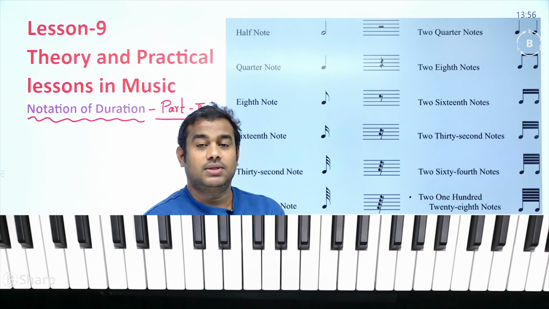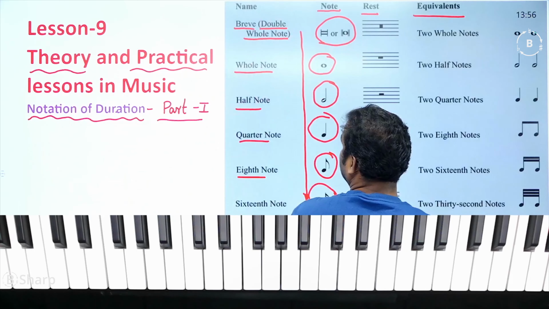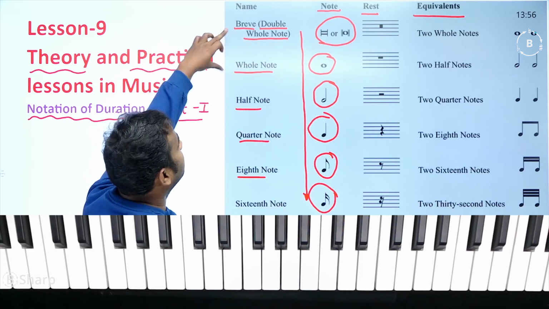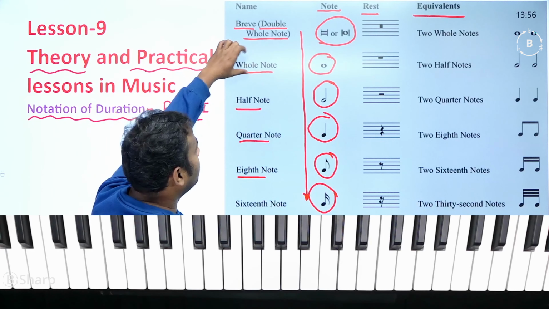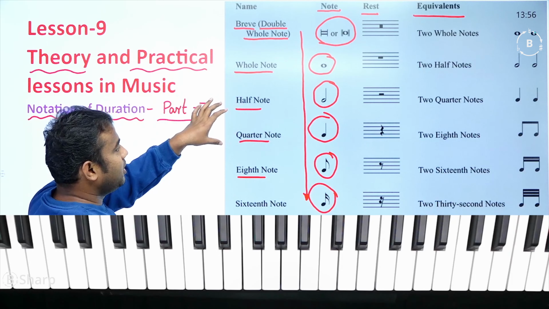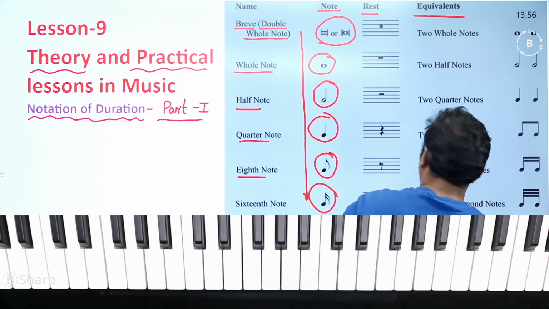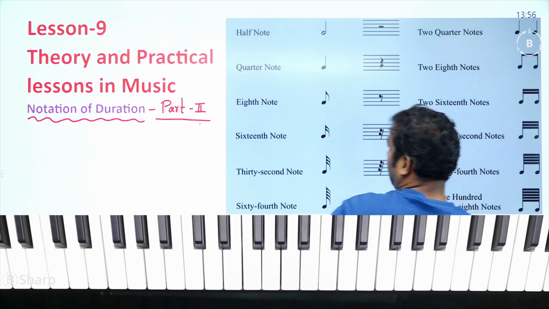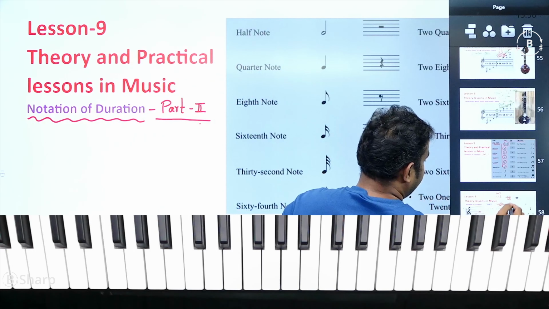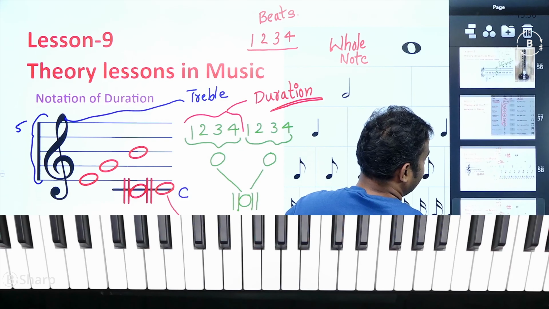In the previous class, if you could recall, we discussed the notation of duration, part 1, that is the double whole note and the whole note, right? Now we will discuss what a half note and a quarter note are. So we'll take the same slide here and explain through the previous slide.